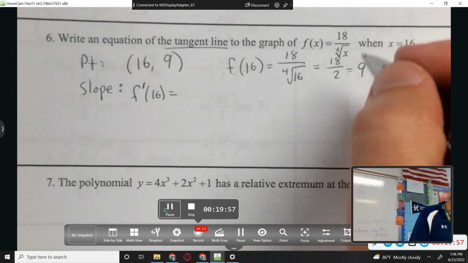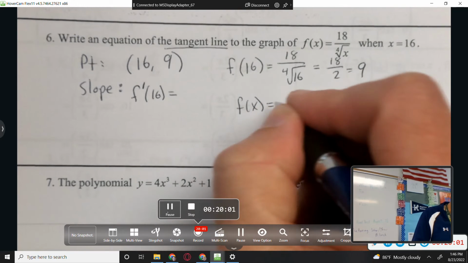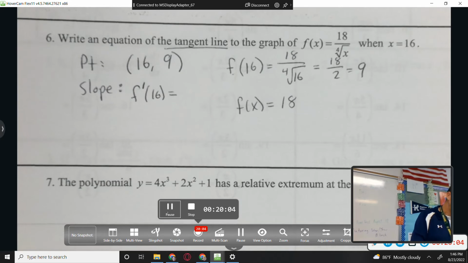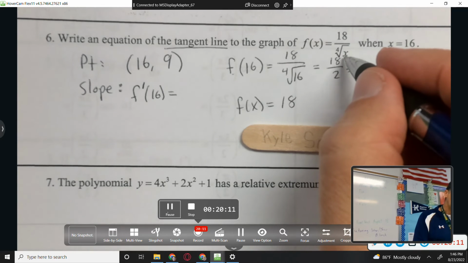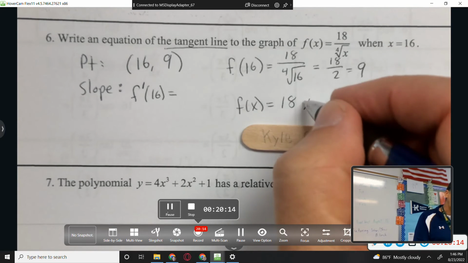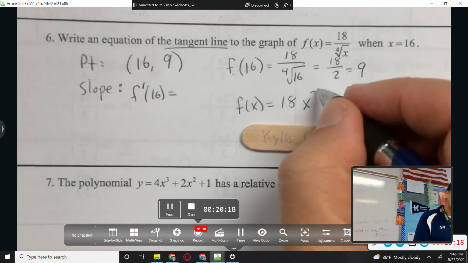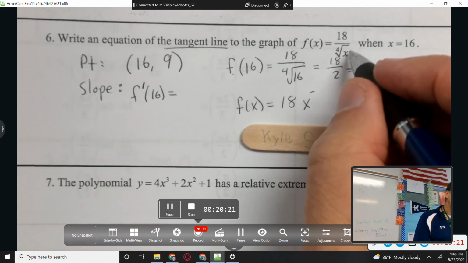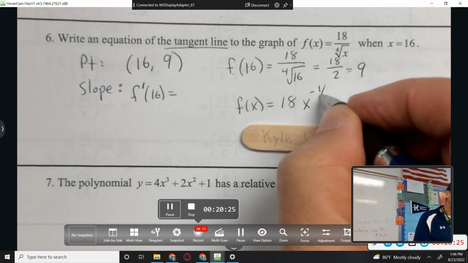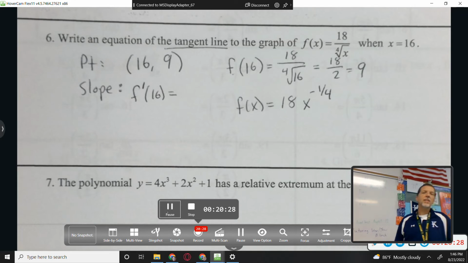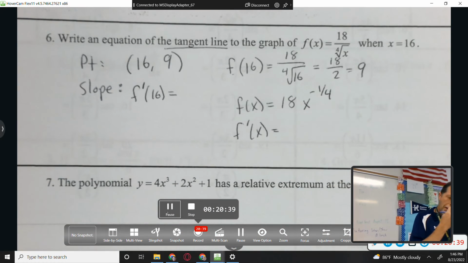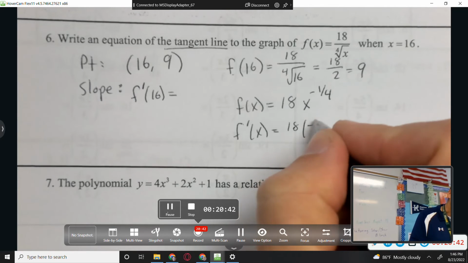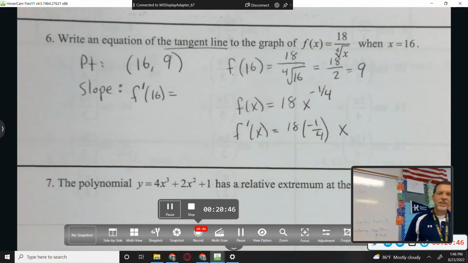F prime, that's going to take a little work because I need to do algebra first here. So Kyle, how can I rewrite the fourth root of x in the denominator as x to some power? Wait, the root is just the power of 1/4. So x to the negative 1/4. I haven't taken a derivative yet. I need to make it a power and then take a derivative. So f prime, 18 times negative 1/4 times x to the negative 5/4.